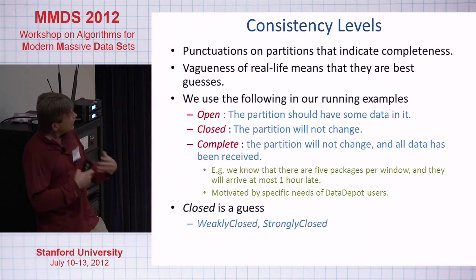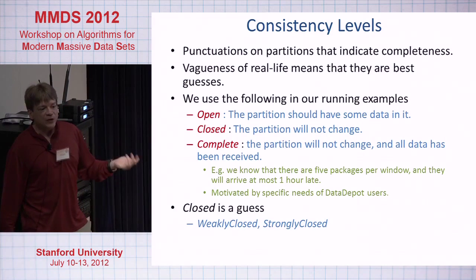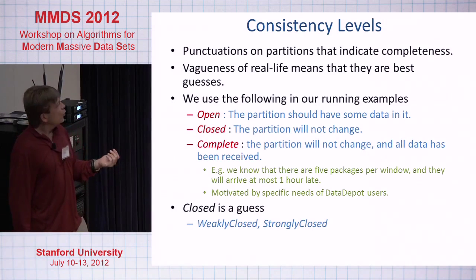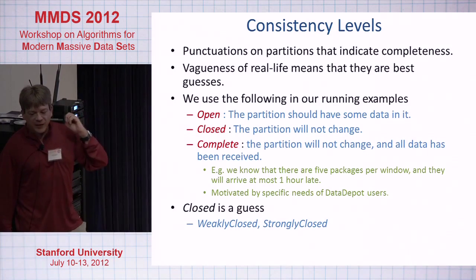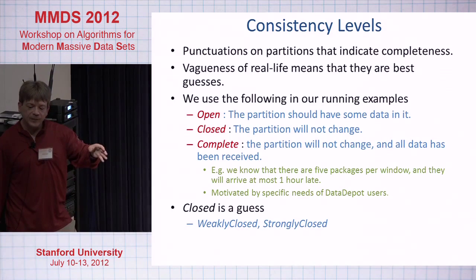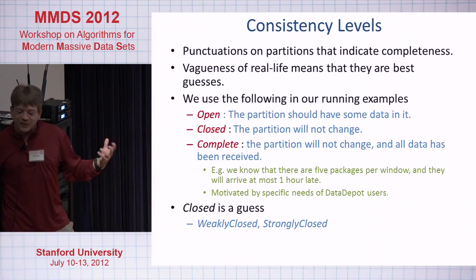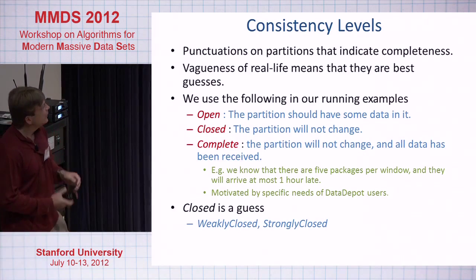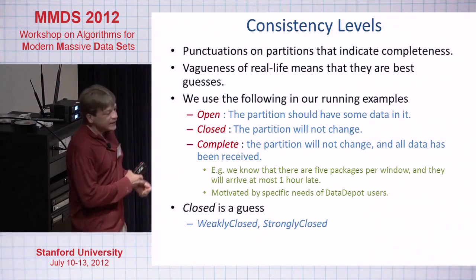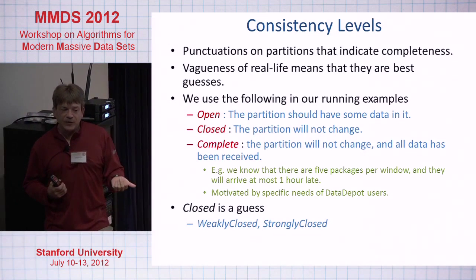So what we can do is we can define consistency levels. Consistency levels are akin to punctuations. Punctuations are an idea from the data stream management field, where every now and again your data source is going to say, all the data from this point has arrived, all the data from this point has arrived. We don't really get that. We have to infer it because we don't really have this firm, full control over the system. So, in fact, the vagueness of real life means that all these things are best guesses. They're all inferences.